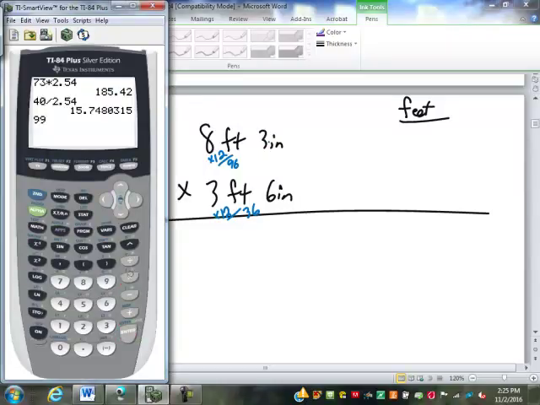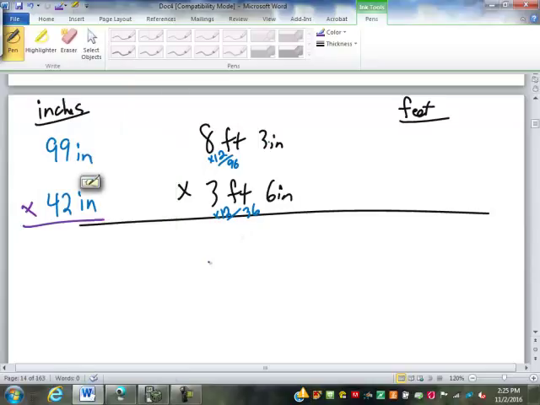Should give us 378. Oops, screwed that up. 4158. Good thing I punched it in. 4,158. Now remember, when we multiply, we also combine the names. Inches times inches is inches squared.